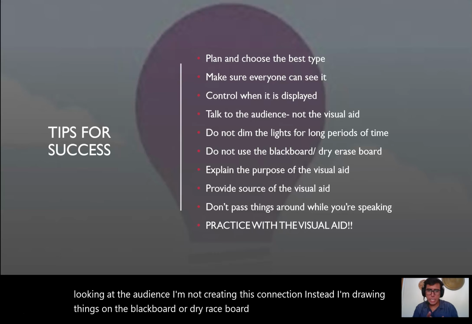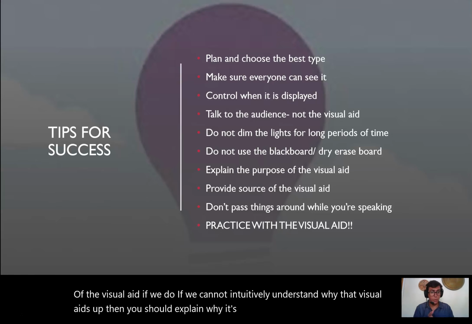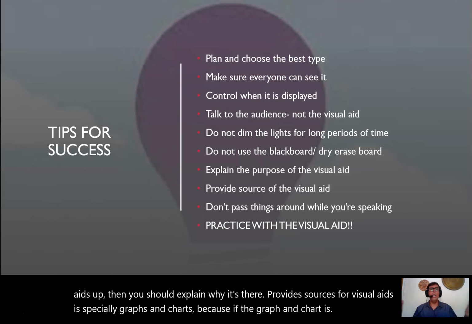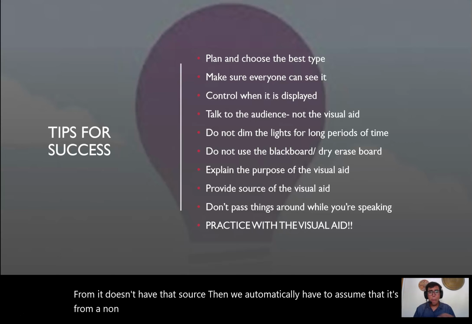Explain the purpose of the visual aid. If we cannot intuitively understand why that visual aid's up, then you should explain why it's there. Provide sources for visual aids, especially graphs and charts, because if the graph or chart doesn't have that source, then we automatically have to assume that it's from a non-credible source. Don't pass things around while you're speaking, and this is the most important: practice with the visual aid.